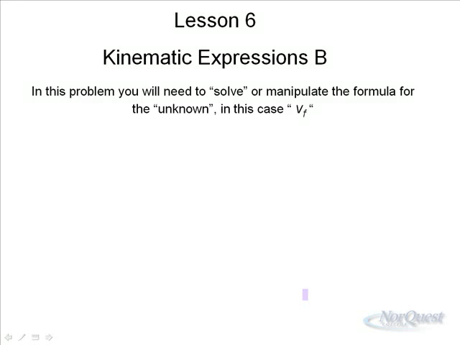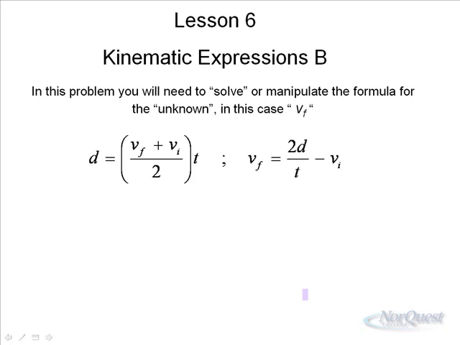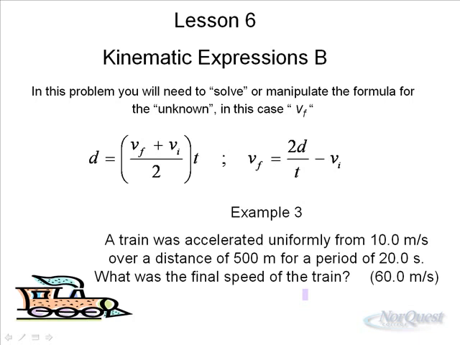Another example. In this problem, you need to solve or manipulate the formula for the unknown, in this case, vf. So we start with d is equal to vf plus vi over 2 times t. That's our basic equation. That's what you'll find on your formula sheet. But in this particular problem, you need to manipulate this formula and solve for the unknown. In this case, the unknown is vf. A train was accelerated uniformly from 10 meters per second over a distance of 500 meters for a period of 20 seconds. What was the final speed?